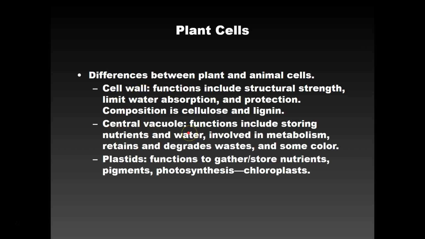Okay. If it has a central vacuole, it is a plant cell. Okay, the central vacuole is just going to be this watery region inside the center of the cell. It does a lot of different stuff for the plant cell. It helps it to store water. It helps it to store nutrients. It can be involved in metabolism. It can be involved in retaining wastes because if you have a cell wall, it can oftentimes be pretty difficult to get rid of some of that stuff.